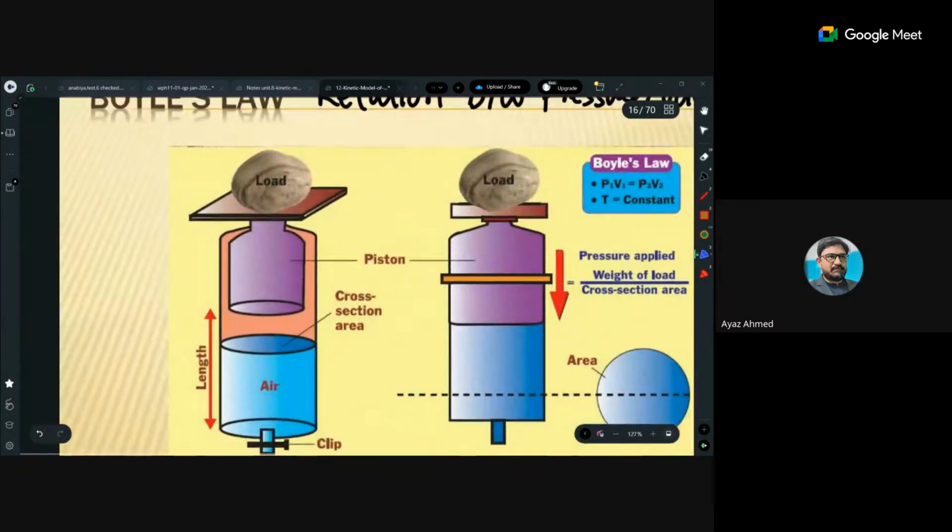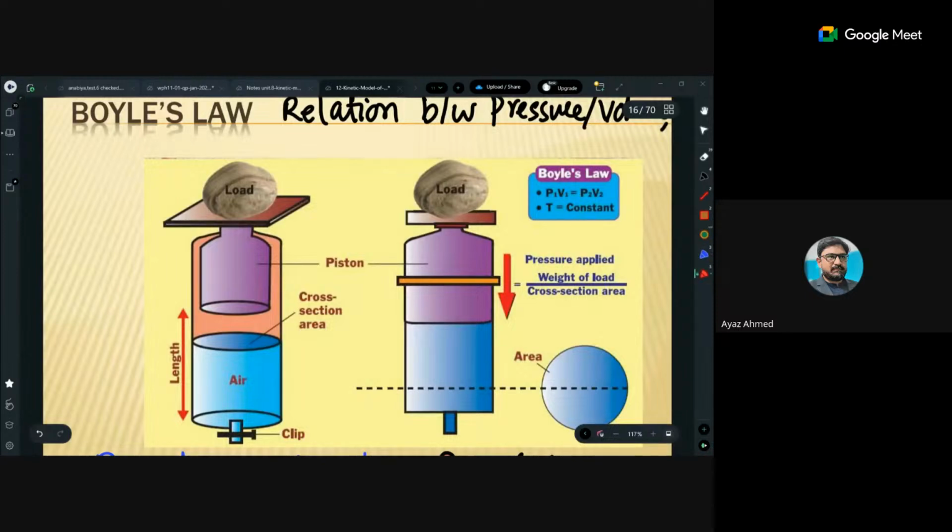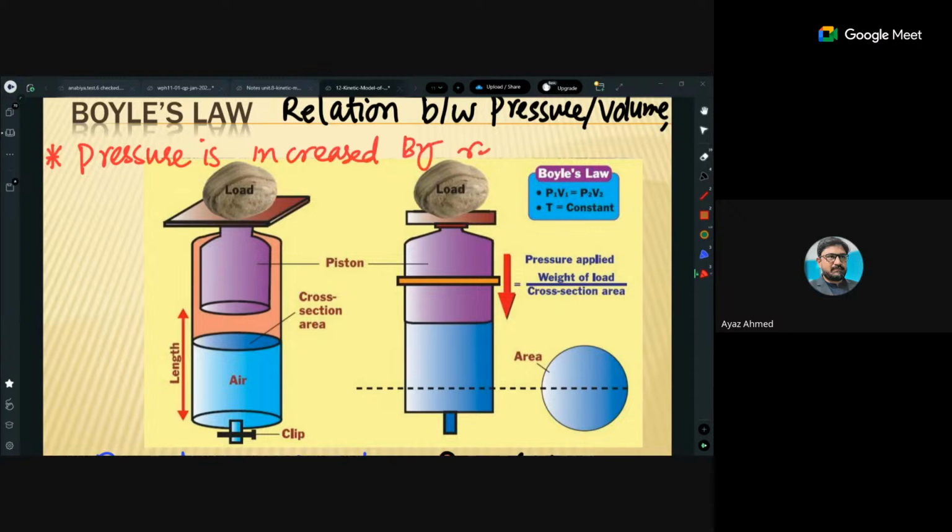So I'm going to write a simple statement here: during this, the pressure is increased by reducing the volume, because... Should I spoil the beauty of this slide? Should I write on that one? Will you people get it? Yes, sir. Go for it.